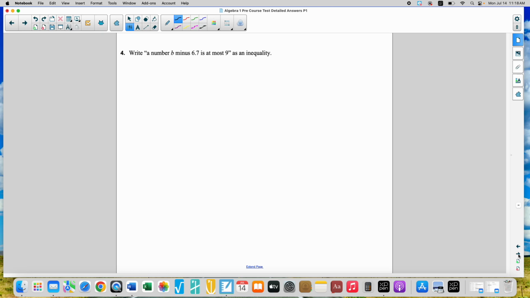Write a number b minus 6.7 is at most 9 as an inequality. So a number b minus 6.7 is at most, meaning it can't be greater than, it is at most. It needs to be less than or equal to 9 because its largest value is 9. So that's the proper way of writing that equation, or inequality, excuse me. Now we want to solve the inequality and then graph the solution.